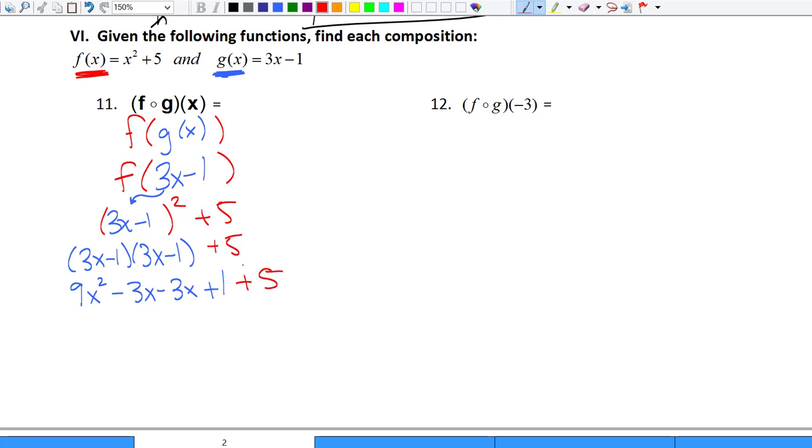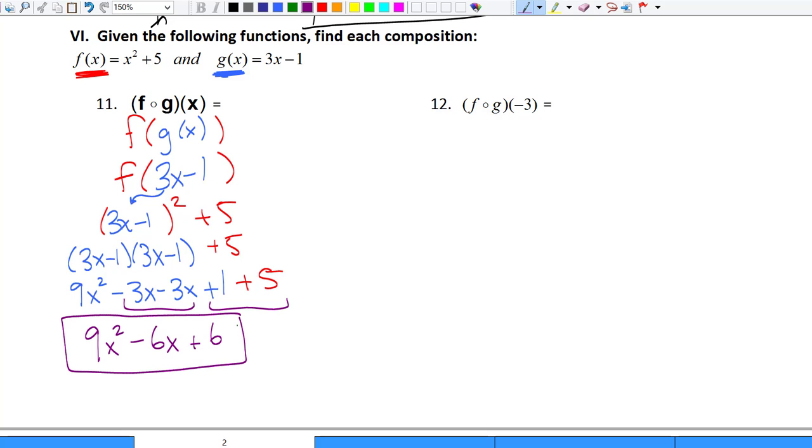You have to keep this plus 5 coming down all the way so that when I combine like terms, I'm getting 9x squared, minus 3x minus 3x is minus 6x, and then plus 1 and plus 5 add to plus 6. And that's my final answer. But a lot of times students will just drop the 5 and think, oh, I'll add it on at the end, and then after a couple steps they totally forget about it. Don't be that student. Make sure you're writing the plus 5 all the way down.